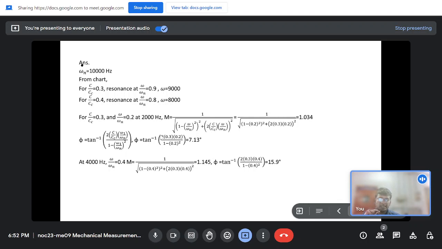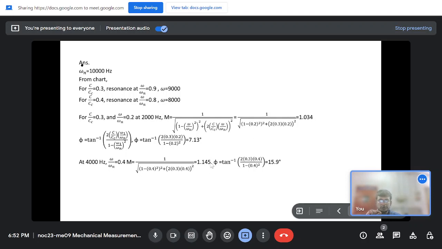We'll see how the system behaves when 4000 Hz frequency is applied to the system. At 4000 Hz, omega by omega n, the frequency ratio, will be 4000 by 10,000, which gives you 0.4. We know the magnitude ratio expression, so we substitute the frequency ratio of 0.4 and the damping ratio of 0.3. In that case we get the magnitude ratio as 1.145. The amplitude has increased to 1.145, and the dynamic error in this case will be 14.5%.